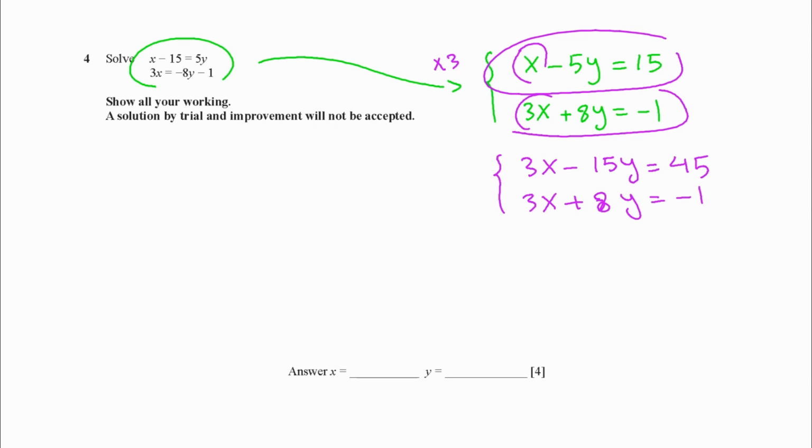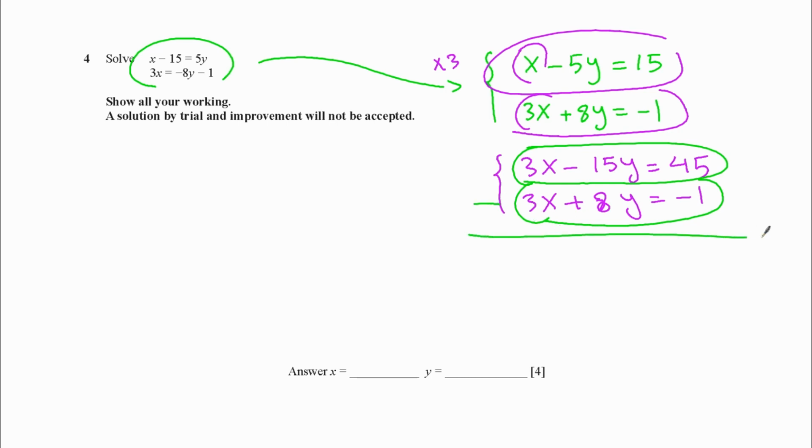Now, as you can see, we have the 3x and 3x, which we planned. So what we need to do is now that top equation minus the bottom equation, what we have, 3x minus 3x would be 0. That is exactly what we wanted. Then we have minus 15y minus 8y. So that will give us minus 23y equals 45 minus minus 1 is 45 plus 1, which is 46.